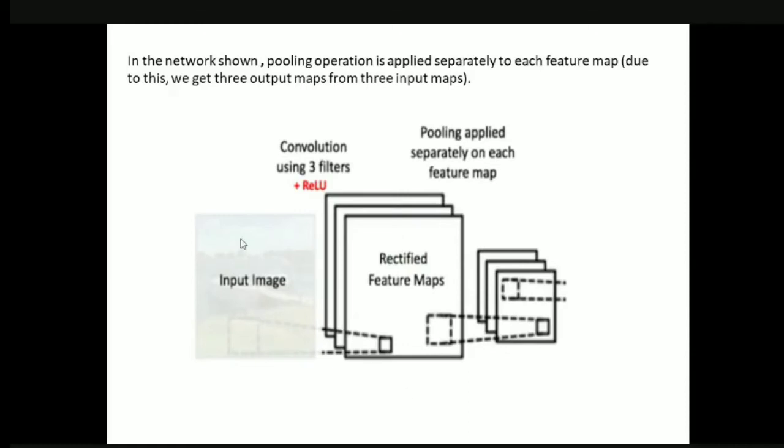If you see here, this is our input image. Now we have applied the convolution using the 3 filters. Now the pooling is applied separately on each of the feature maps. So on the top one we have applied pooling, and in the second layer we have applied pooling, and in the third layer we have applied pooling. So we have got 3 different feature maps after applying the pooling ones.